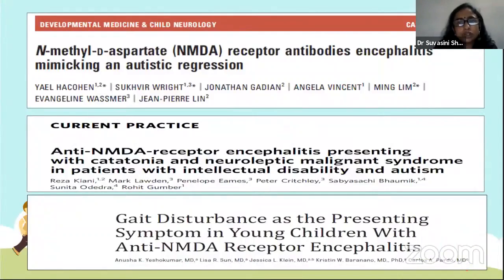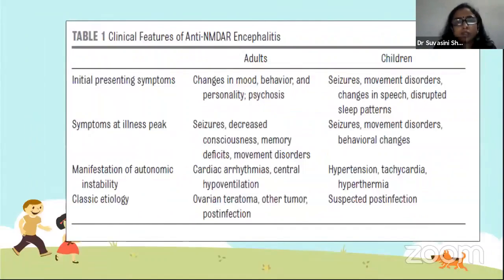So in young children, they can have an autistic regression kind of presentation, or present with gait disorders, like in the child I showed you earlier, which has also been described. And it can even mimic a neuroleptic malignant syndrome. So certain differences are there when you compare the presentation in children as compared to adults. Children much more frequently have seizures, movement disorders, speech disturbances, and sleep pattern disturbance. And at the illness peak, again, children very commonly have seizures, movement disorders, and behavioral changes.